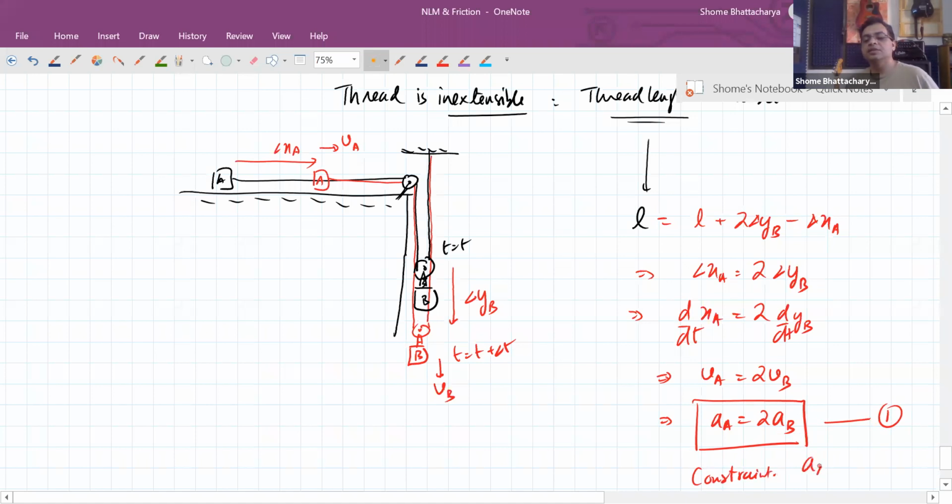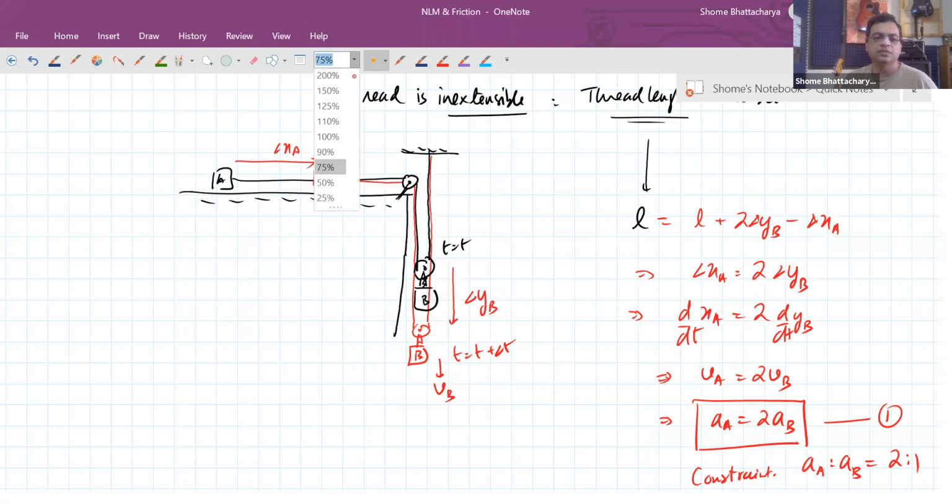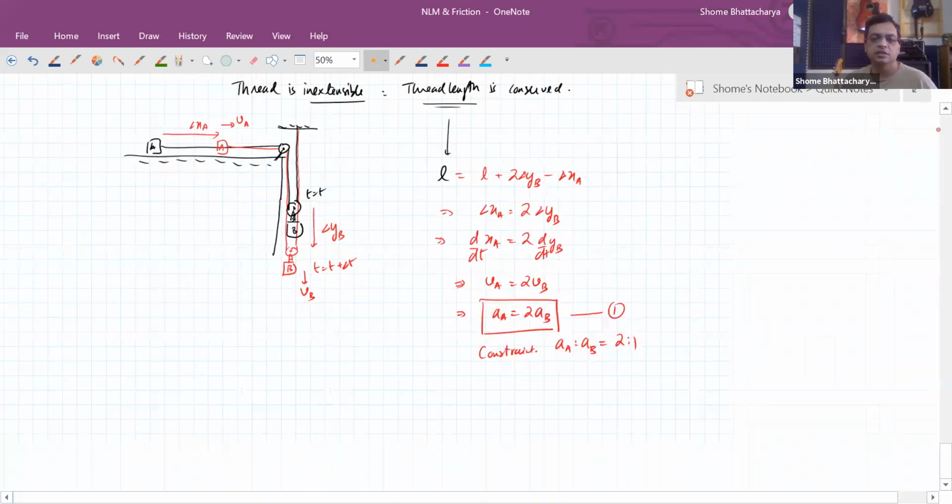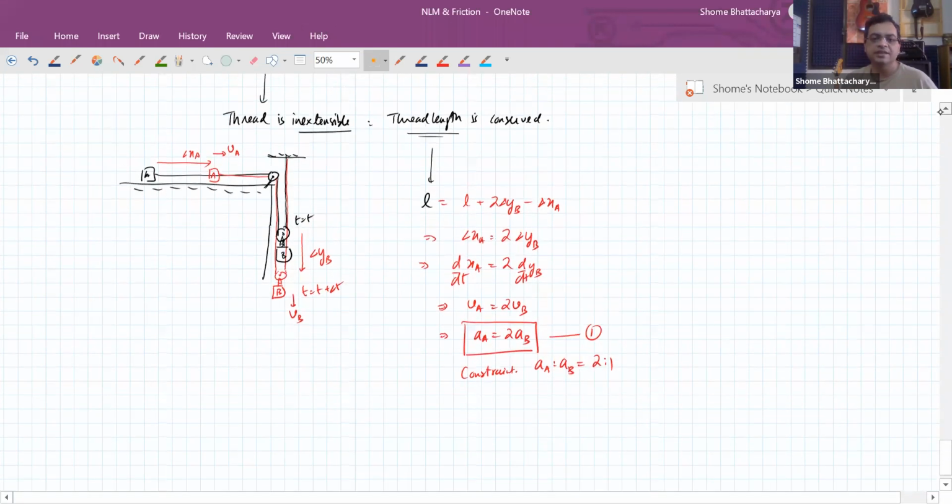Because the thread length remains fixed, they have to move in such a way that their accelerations are in a 2:1 ratio. This is the meaning of the term constraint relation, and this is how we implement it over here. The method we are using for implementation of this constraint relation, in this particular case, is the thread length conservation method.